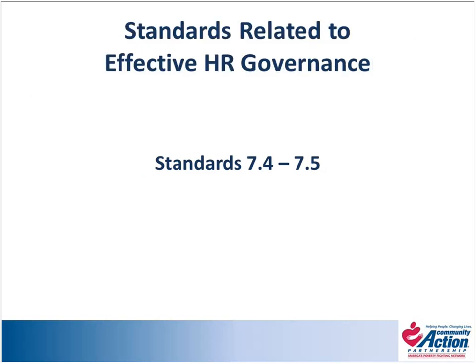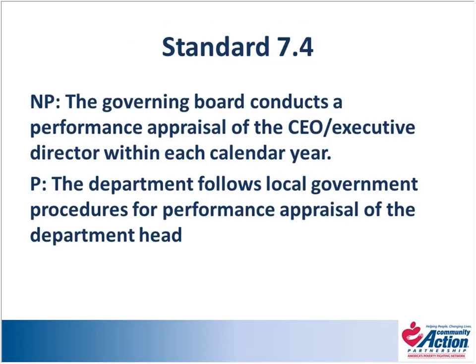and the next two standards we're going to look at are related to effective HR governance. Standard 7.4 is that the governing body conducts a performance appraisal of the CEO or executive director within each calendar year. For public agencies, the standard just looks at whether the department follows the local government procedures for performance appraisal of the department head. So for public agencies, you wouldn't have to adopt a whole new thing. It's whatever the local government agency says has to happen for performance appraisal.